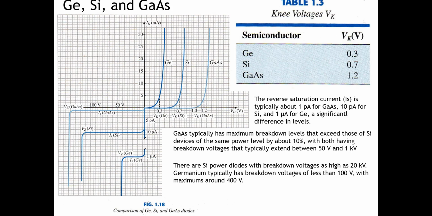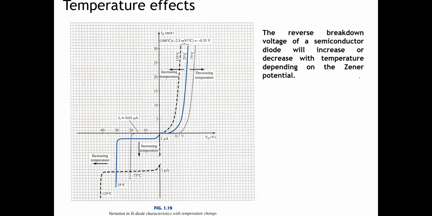Okay, so this is the knee voltage, different for each material: germanium, silicon, and gallium arsenide. The knee voltage of germanium is 0.3, of silicon is 0.7, and of gallium arsenide is 1.2. It means that in a germanium diode, if we apply a bias lower than 0.3, the diode cannot deliver a current. In silicon the bias voltage must be 0.7 or higher, and for gallium arsenide the limit is 1.2.